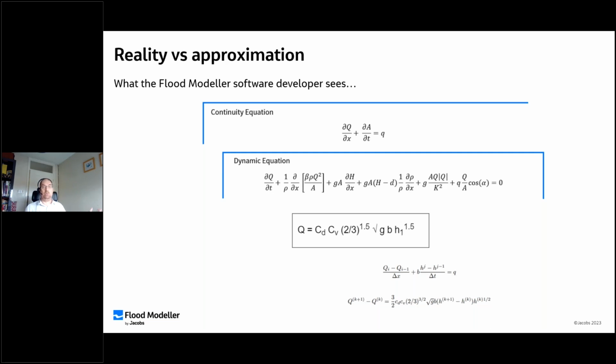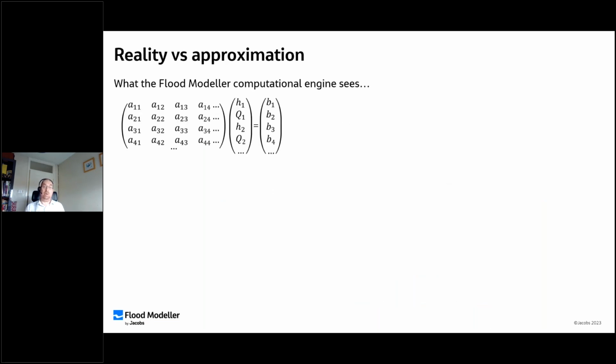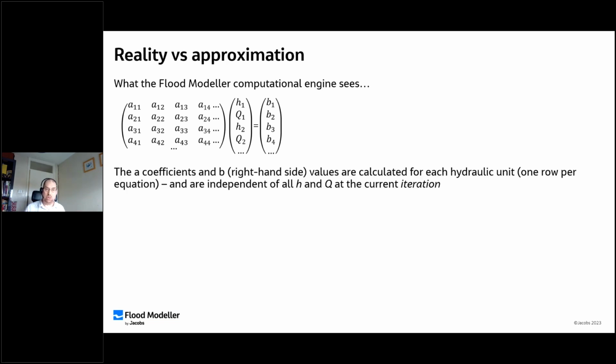So what that boils down to is what the Flood Modeler computational engine sees is essentially a bunch of linear equations, where we've got a matrix on the left-hand side. We have our unknowns in the middle there. So for 1D, it's our head values and our flow values. For 2D, it'll be our depth values and our velocities in two dimensions. And basically every row in that matrix represents a single equation.